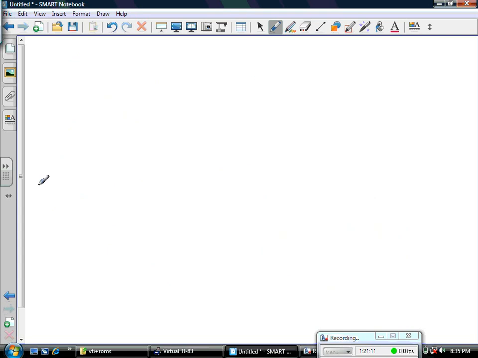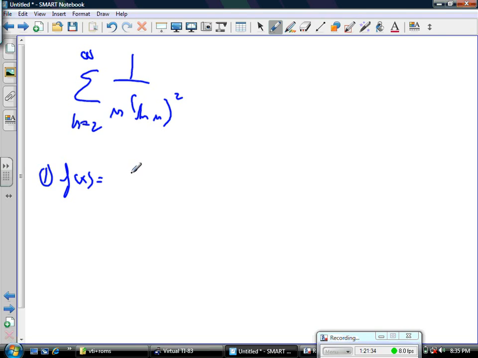Number 4. Sigma, n starts at 2, goes to infinity, of 1 over n times ln n squared. All right, let's try the integral test again. That's what this particular unit was about. So first, f of x becomes what? Simply replace the n's with x's, that's all. Make the discrete function in n a continuous function in x, and use what you know about continuous functions.